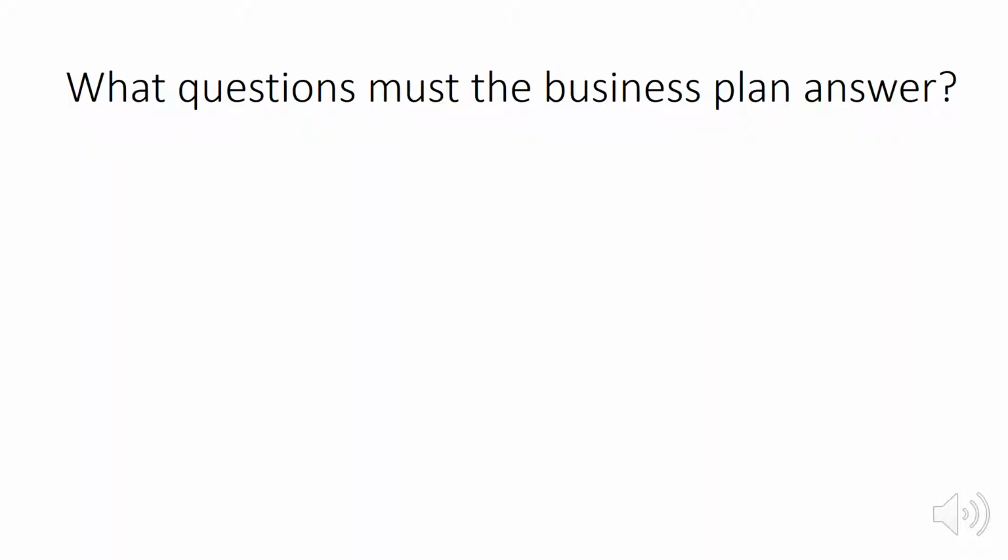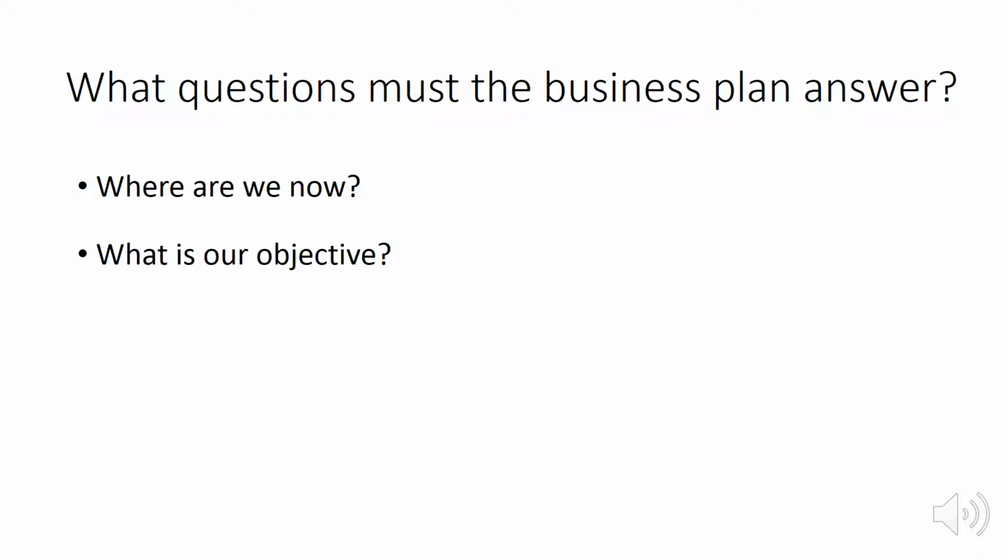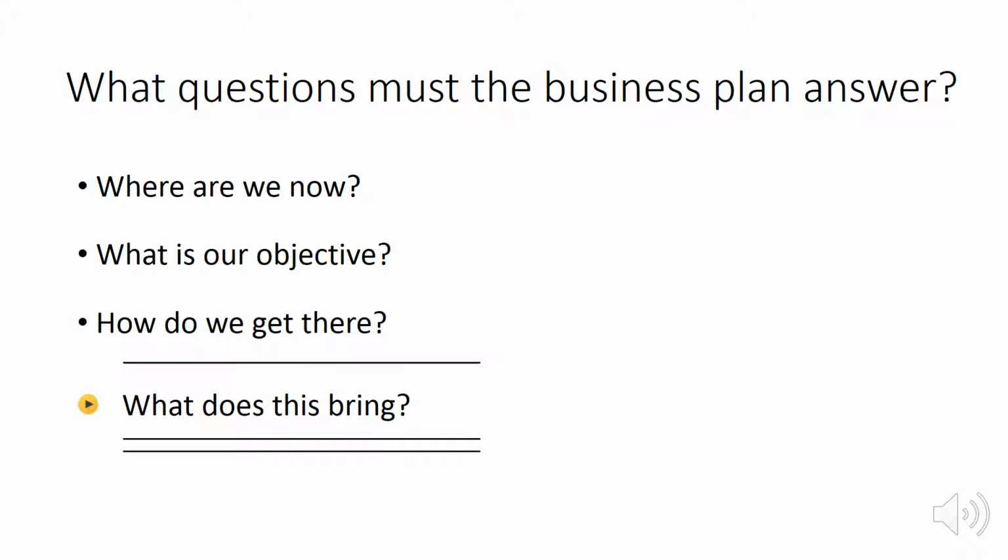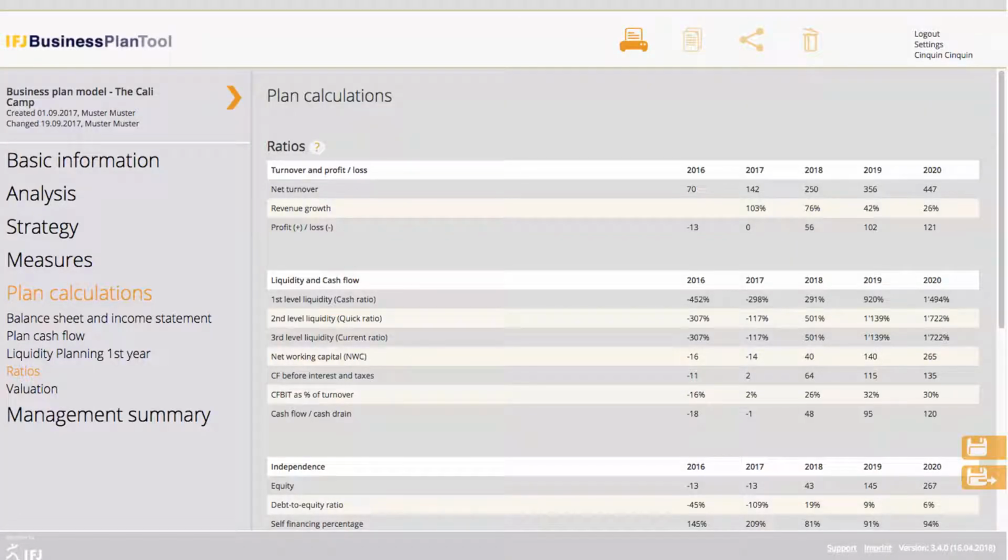As a quick reminder to what the business plan must answer, it must answer where we are now, what our objective is, how do we get there, and of course the most important one, what does this bring? And this brings us right into ratios. A proper business plan answers the last question numerically.